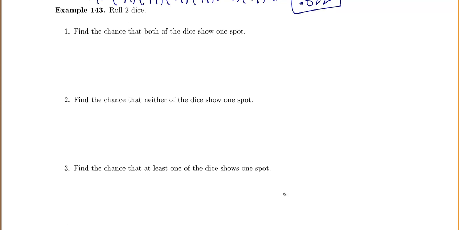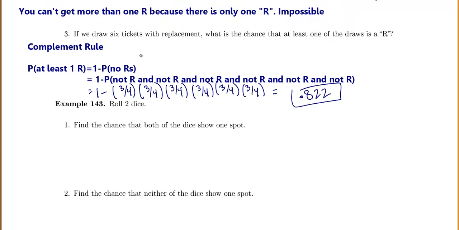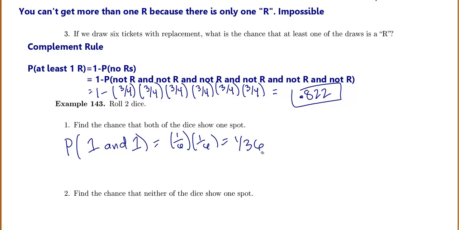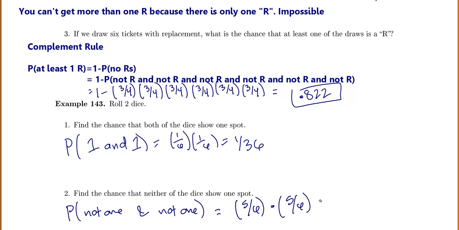Now we want to roll 2 dice. Number 1, find the chance that both of the dice show 1 spot. So the probability we want to get a 1 and a 1. Well, to get a 1, that's 1/6 chance and a 1/6 chance. So 1 out of 36. Number 2, find the chance that neither of the dice show 1 spot. So now we're looking for the probability of a not 1 and a not 1. So there are 5 choices that are not 1s, and the second time there are 5 choices that are not 1s. So 25 out of 36.